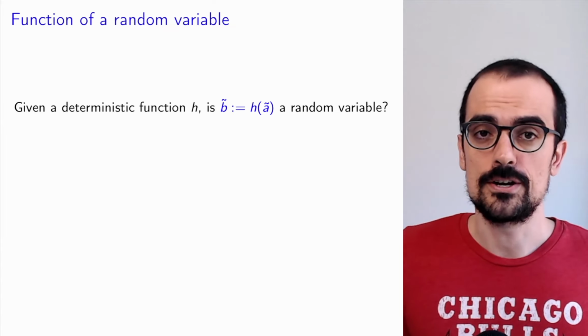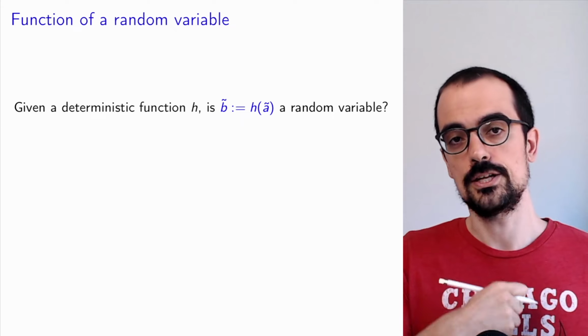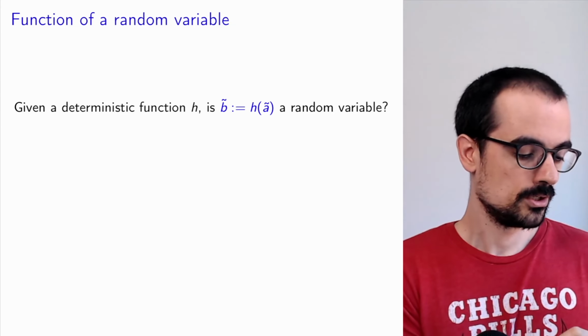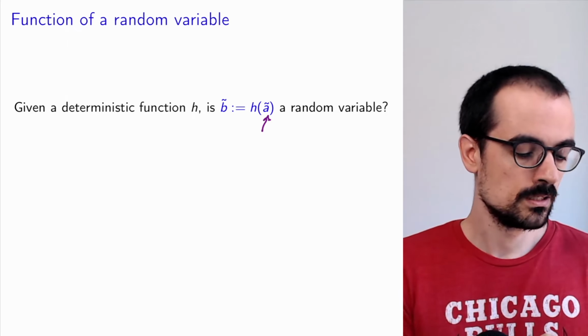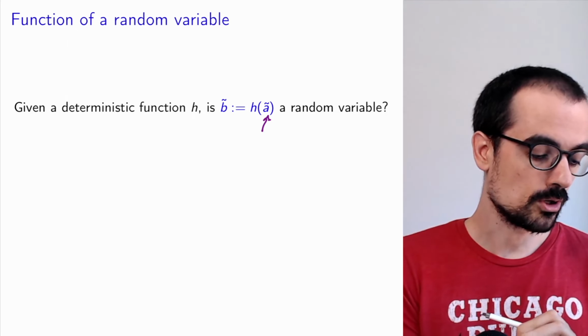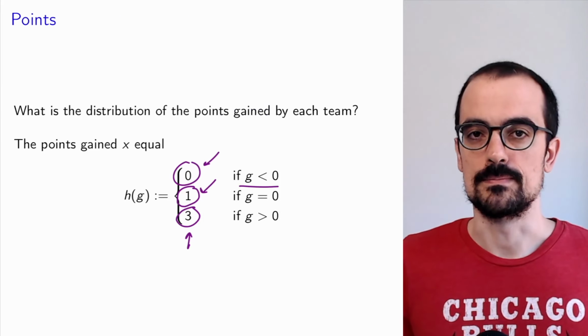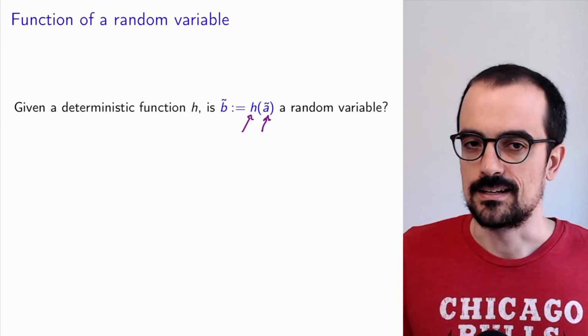And this happens very often in probabilistic modeling. You have a random variable, you have an uncertain quantity, and suddenly you're interested in a deterministic function of that uncertain quantity. So A here is our original random variable, but now we have a deterministic function which we're calling h of that random variable. In our example, h is given by that. So now our question is, is that a random variable?